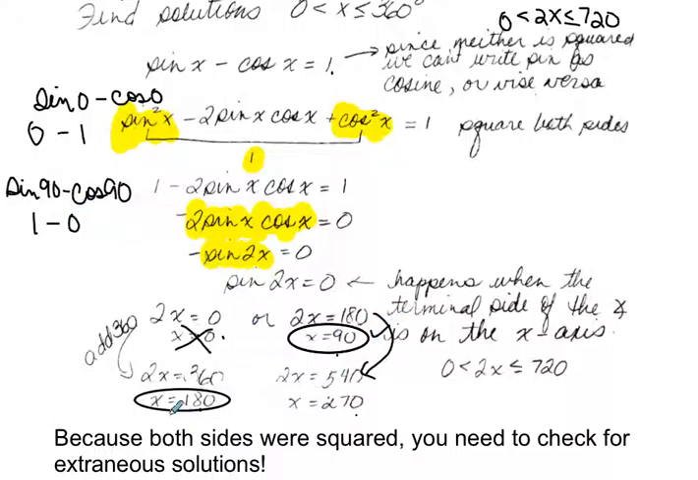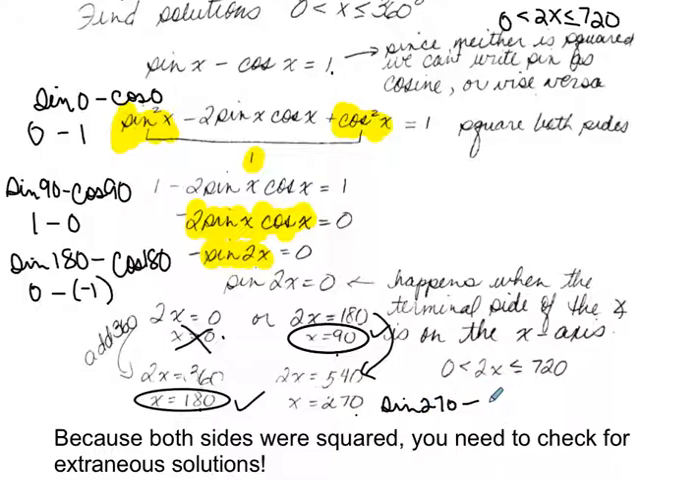So that works. If I put in 180, sine of 180 minus cosine of 180, sine of 180 is 0, cosine of 180 is negative 1. That one works. If we put in 270, check that. Sine of 270 is negative 1. Cosine of 270 is 0. That's negative 1. That is extraneous. So we have 2 solutions.